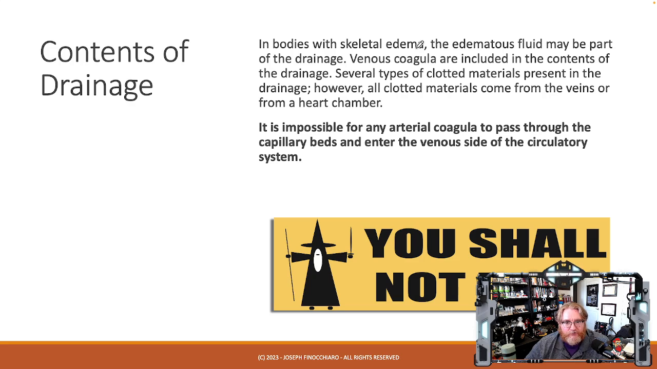Venous coagula are included in the contents of the drainage. Several types of clotted material are present in the drainage. However, all clotted material comes from the veins or from a heart chamber. It is impossible for arterial coagula to pass through the capillary beds and enter the venous side of the circulatory system. In the direction of blood flow, the pipes do nothing but get smaller. When something too big gets to a smaller space and blocks that hole, it goes no further. Anything that comes out regarding clots is on the venous side, where the pipes do nothing but get bigger.